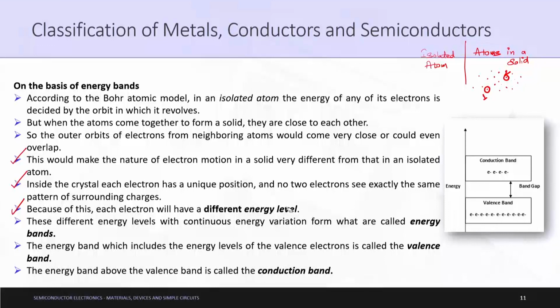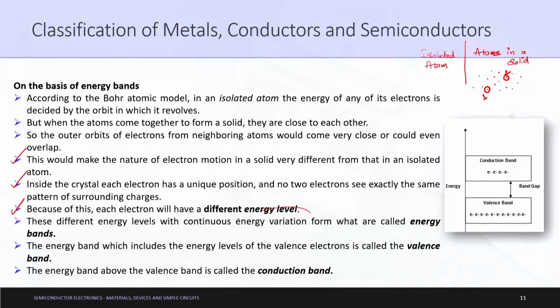Okay. These different energy levels have continuous energy variation. Quite evident, these atoms can collide with each other, they can change their positions also. Due to that, the amount of charges can also change and therefore there is variation in this energy level also. So, these different energy levels with continuous energy variation form what are called energy bands. Okay. So, these are nothing but called energy bands. I have made you understand the crux behind the concept of energy bands and the definition of energy bands.